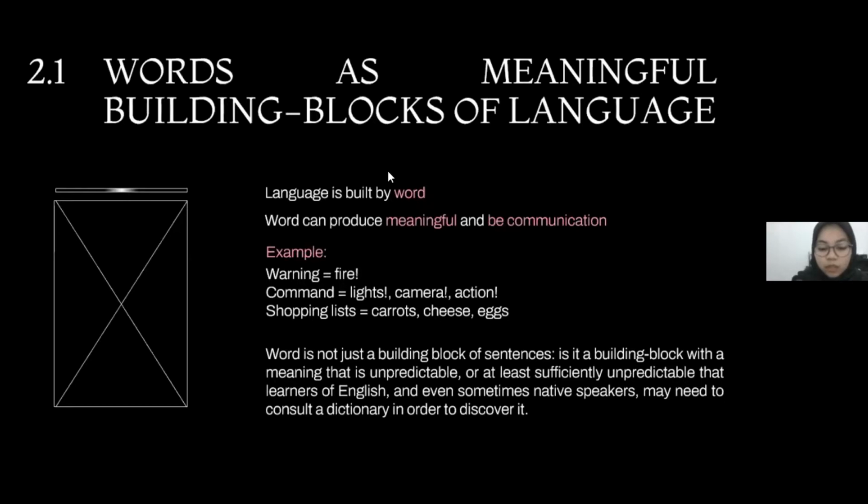A word will have a meaning that is unpredictable. For example, why is a table called a table? Why not a chair or a map? This shows that words don't need to have any correlation at all. Next.